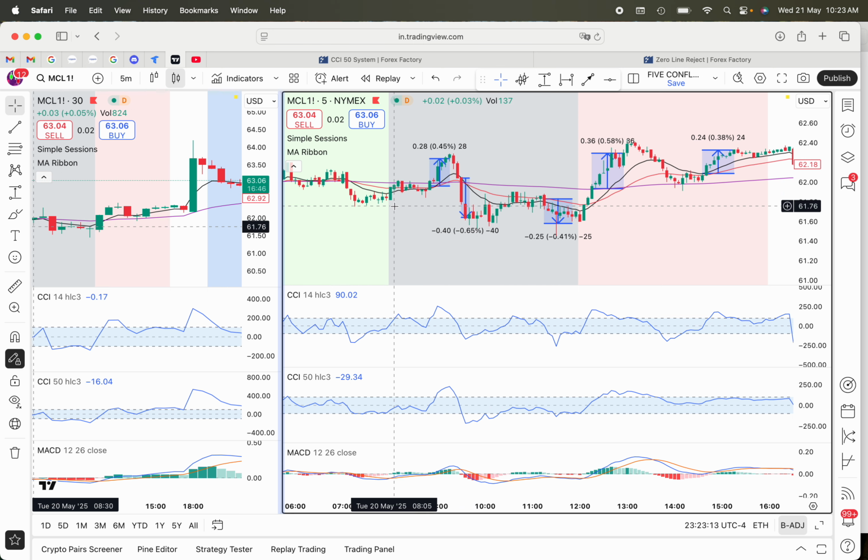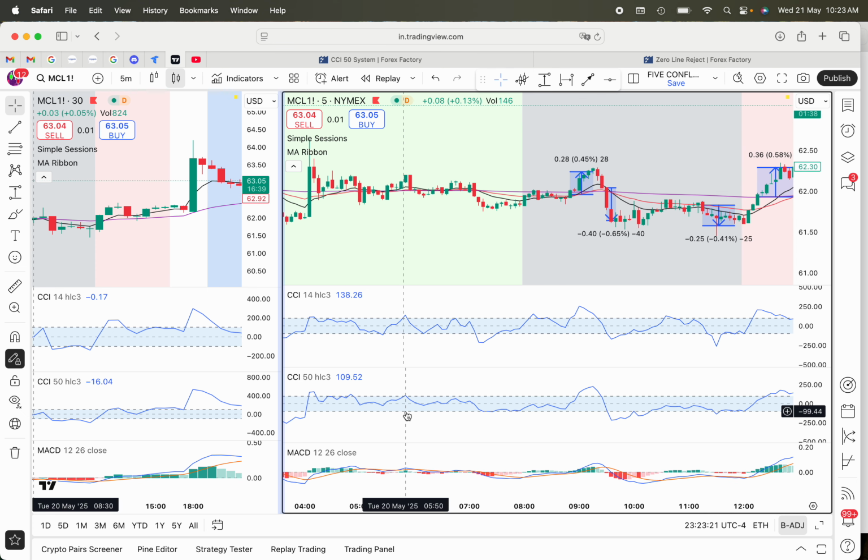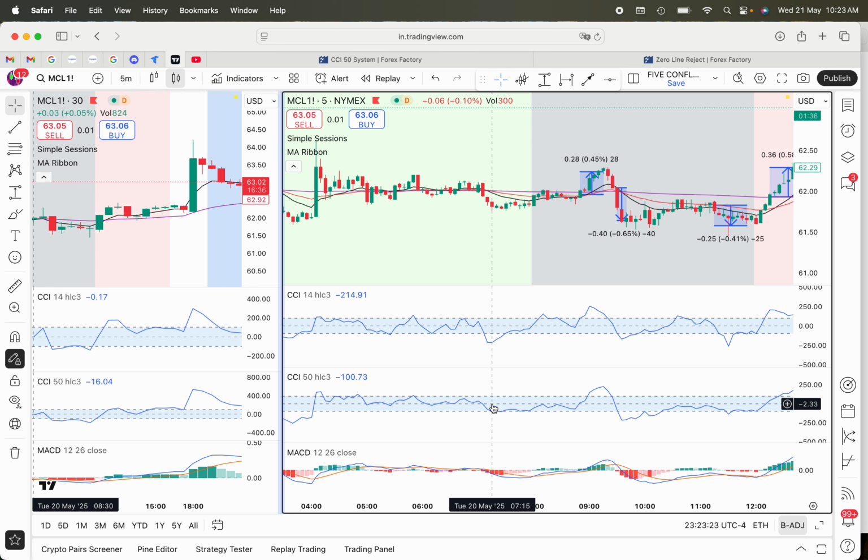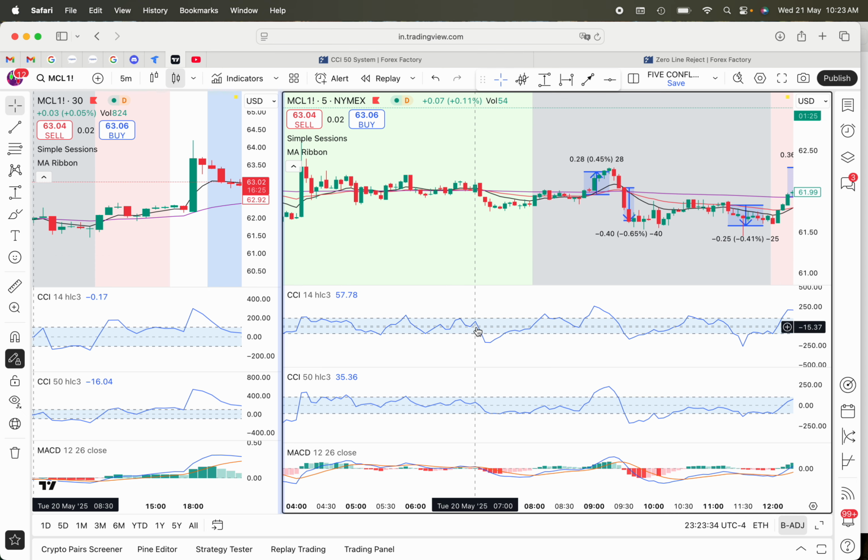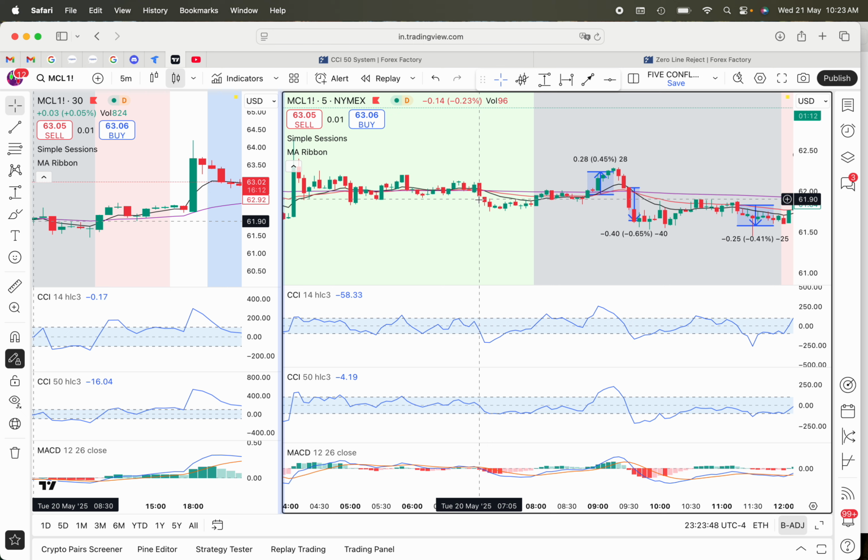I now want to look at the 50 CCI. Where is the 50 CCI in relationship to this middle line, which is 0? It is under. At the time of this bar, it would have been moving downwards. Also, I need to see that the 14 CCI is also under this 0 line of the CCI. You can see both of them shot down together. So, to me, that's an entry point based on the CCIs.